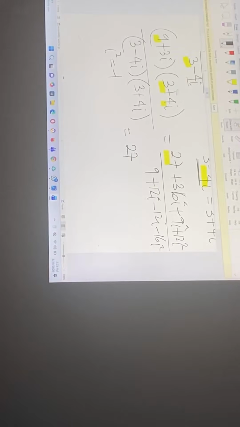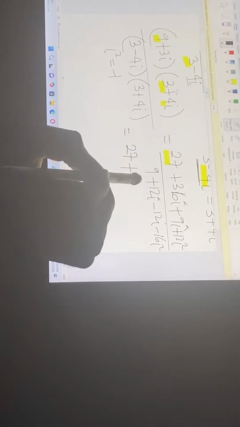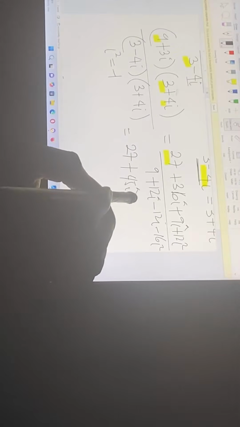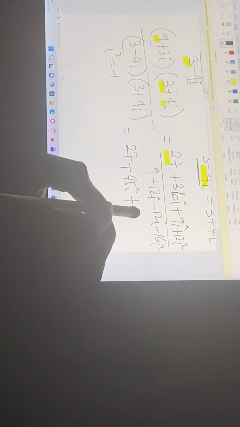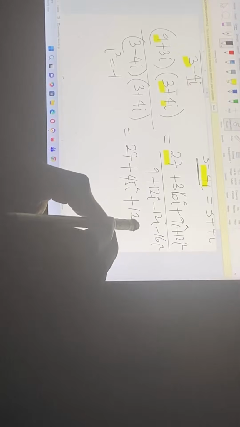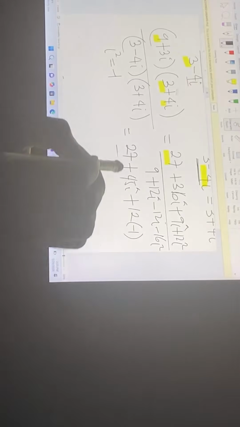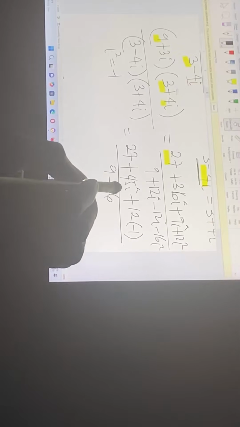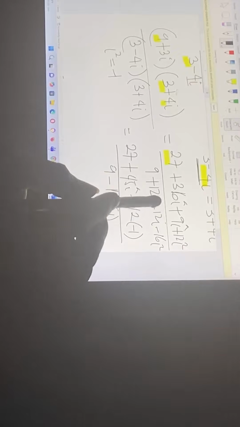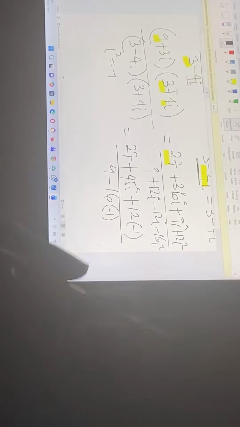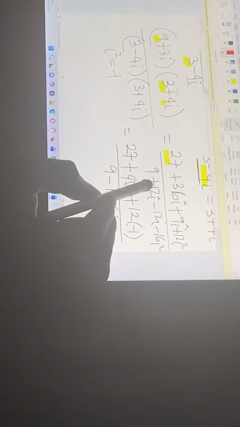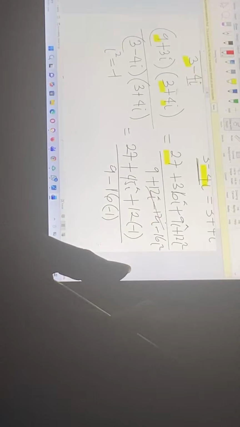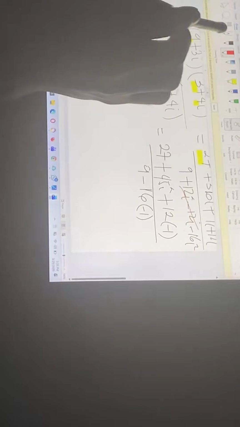So this will give us plus 45i, plus 12 into minus 1, over 9 minus 16 into minus 1. Remember, 12i minus 12i will give us 0. Please take note. Okay, for those that don't understand this method, don't worry, I will use the calculator shortcut also. So simplifying this here, class.